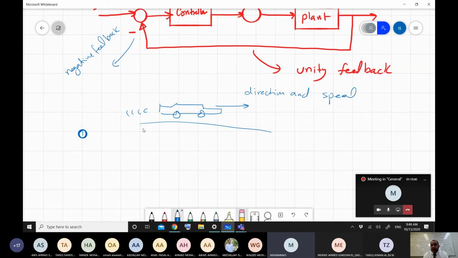Just a minute. The process is what? The process is the object to be controlled. So simply, it's actually the direction and the speed. Okay, just very simple.